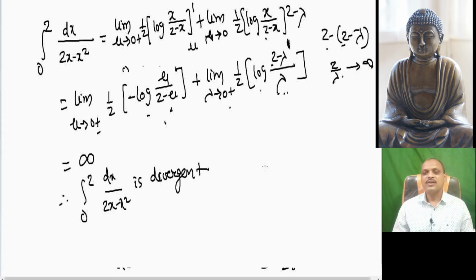So friends, we have seen three examples: one having infinite discontinuity at the left end, one having infinite discontinuity at the right end, and one having infinite discontinuity at both ends, right and left. And we have seen how to apply the definition of improper integral to evaluate these integrations having infinite discontinuity. I hope you have enjoyed this.